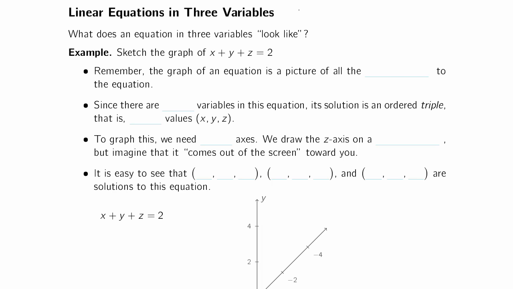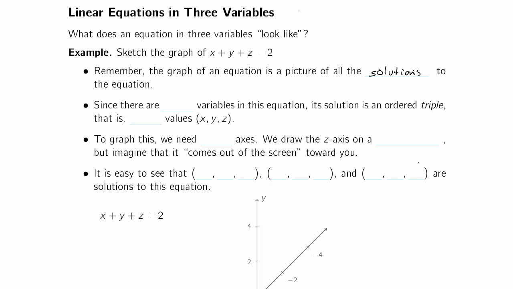So remember when we established our x and y axis, we had one dimension for x and labeled a bunch of vertical lines, another dimension for y and labeled a bunch of horizontal lines, and then we plotted points that way. And the graph of an equation was a picture showing all of the solutions to that equation on that grid.